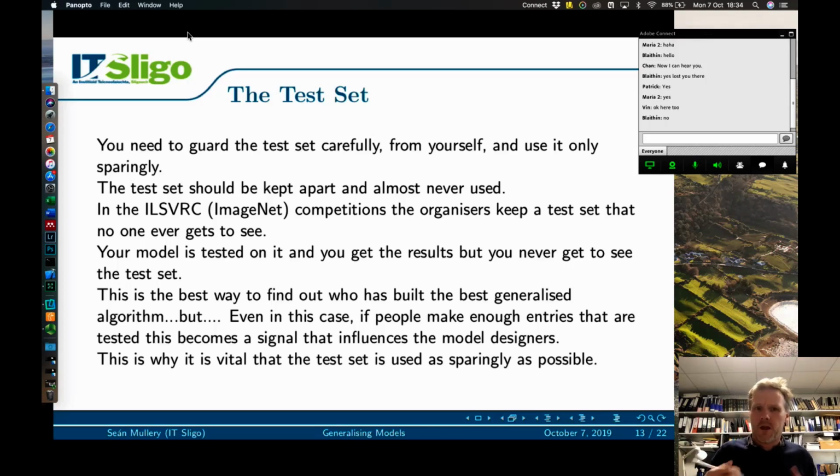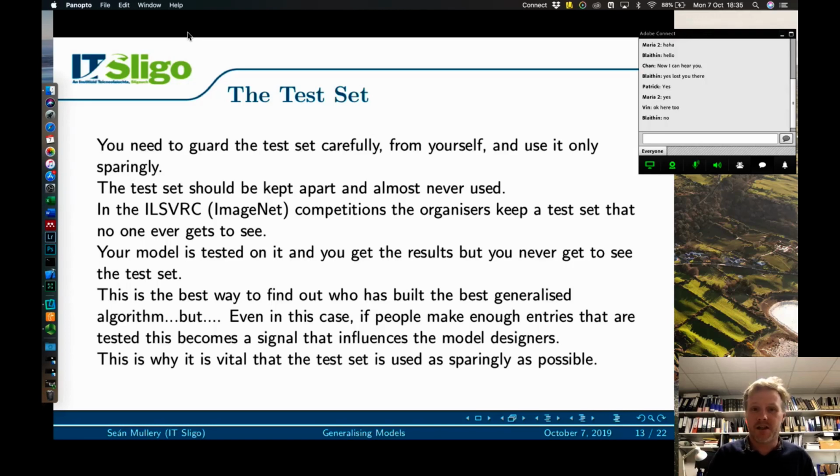So the test set is something that we would normally set aside for ourselves and try to use really, really sparingly. The difficulty is that you either go down the road of using it so sparingly that it becomes unuseful, or using it too often and therefore it becomes compromised, where the model in some way has got information about the test set, even though it hasn't got it directly, it's got it by this indirect means. So the test set should be kept apart and almost never used.